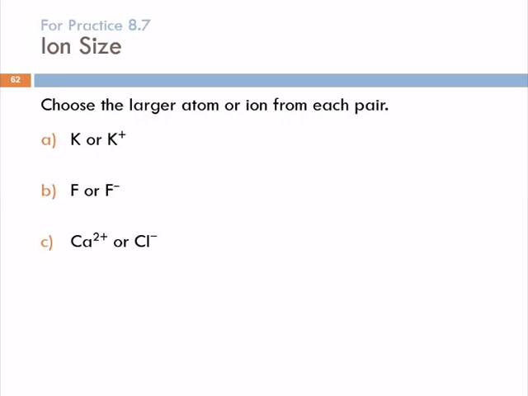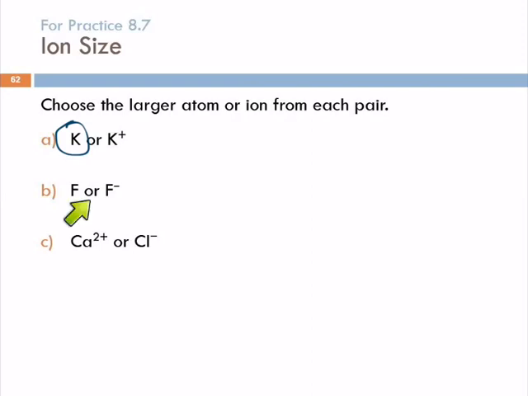Choose the larger atom or ion from each pair. So potassium atom or potassium ion? The larger. Potassium atom. And I really think the best way to remember this is to be able to think about it. So how do I go from a potassium atom to a K+ ion? I remove the valence electron. I'm peeling off the outer layer. It's getting smaller. So the potassium atom is larger.